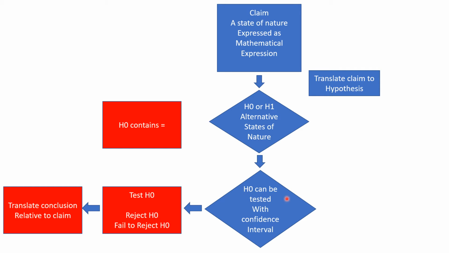So H0 can be tested, and there are two outcomes that can happen. You can reject H0, or you can fail to reject H0. So you test H0, you assume H0 is true, you test it, you reject H0 or you fail to reject H0. And then you must translate this technical conclusion into a conclusion relative to your claim. And sometimes you can make a conclusion and other times you can't.